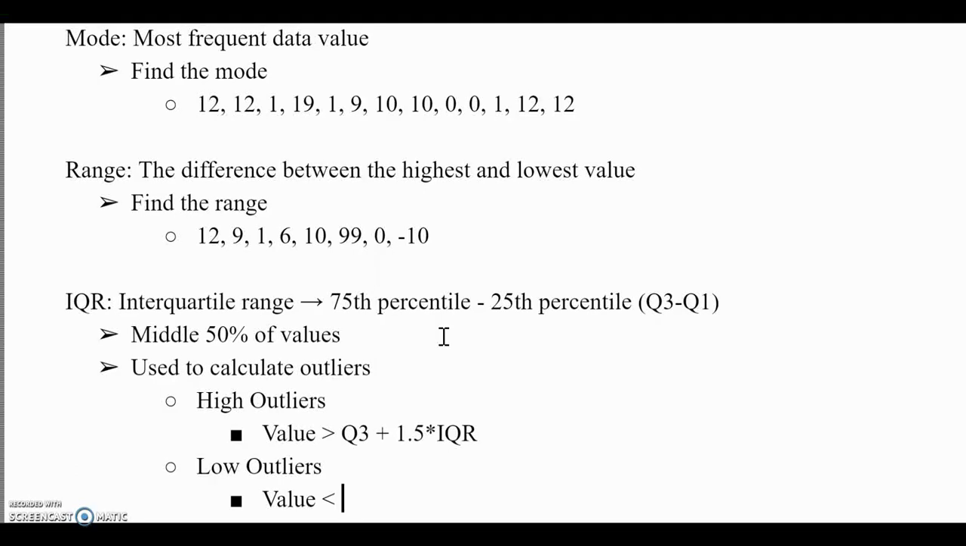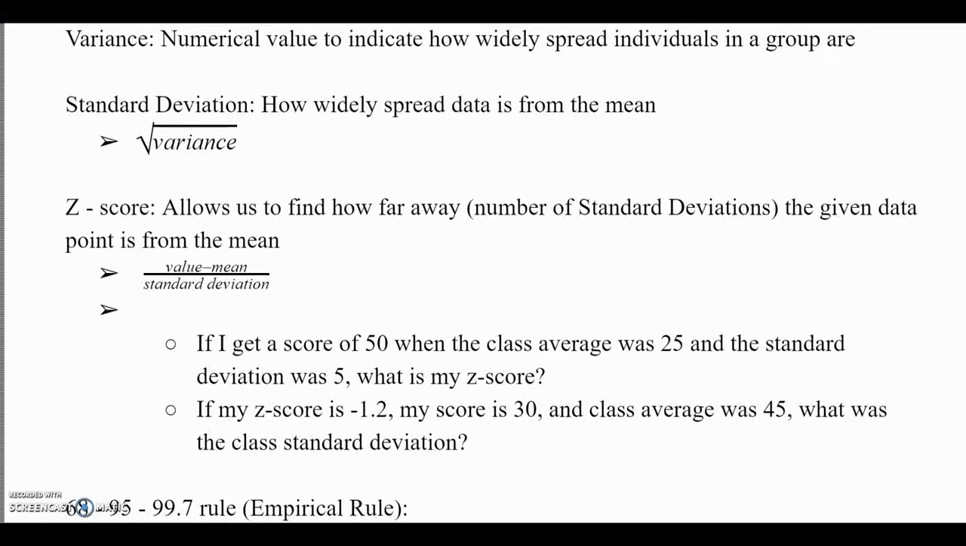If your value is less than your first quartile minus 1.5 times your IQR, it's a low outlier. Variance and standard deviation are two very key concepts, but they are very simple to explain. They're just numerical values to indicate how widely spread the data set is. The relationship is illustrated as standard deviation is the square root of variance, or standard deviation squared is variance.